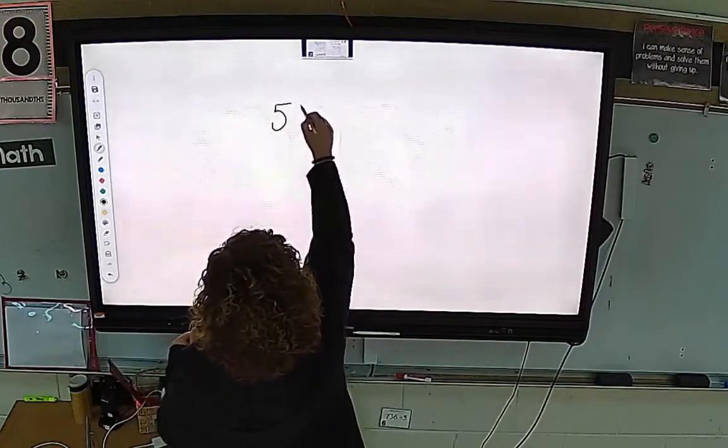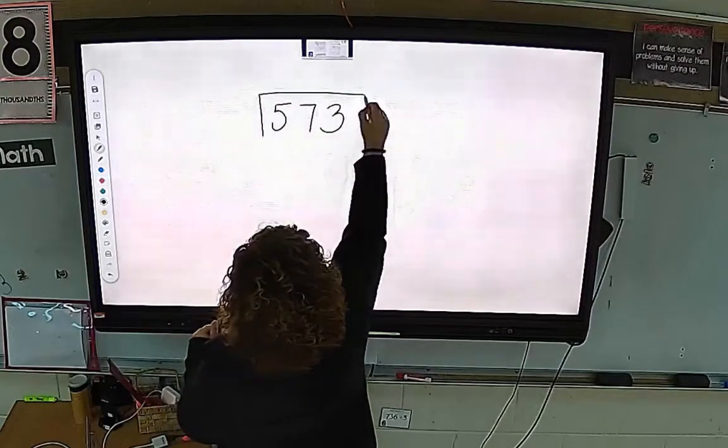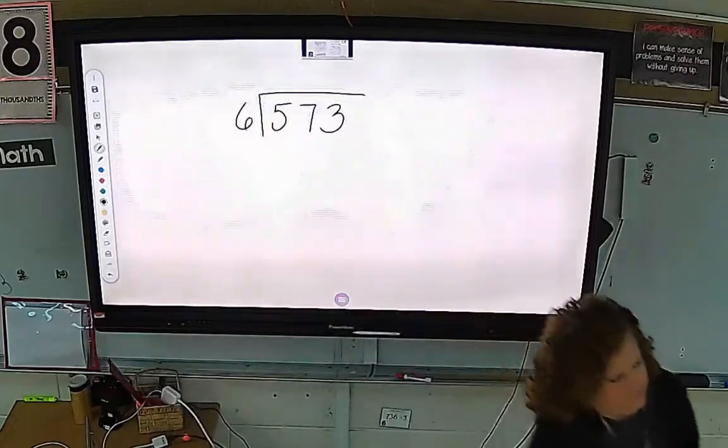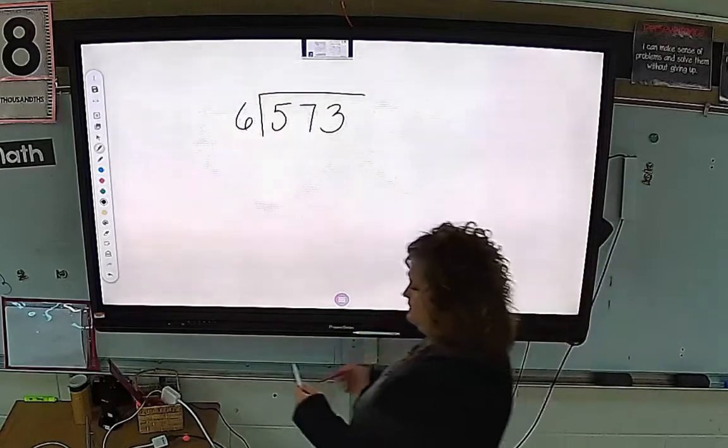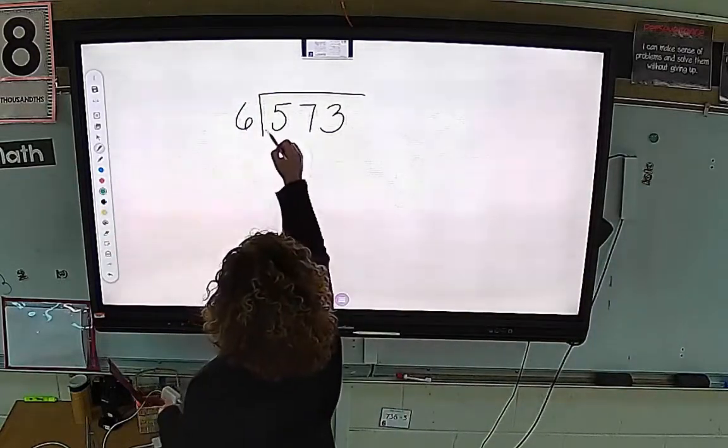let's go with 573 divided by 6. And then go ahead and check it with multiplication. How many 6s can you get out of 57? Okay.